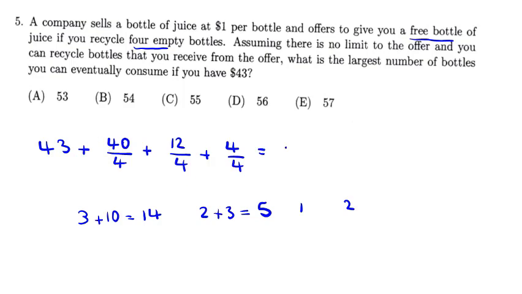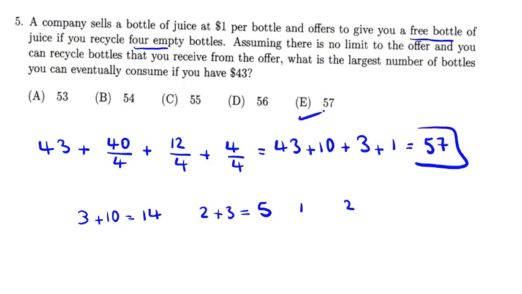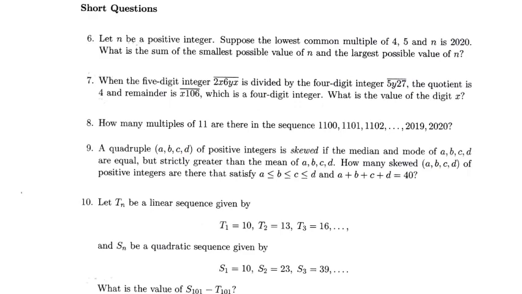So it will be what? It will be 43 plus 10 plus 3 plus 1, and it is equal to 43 plus 10, 53, 56, 57. So the answer is E. SMO 2020 Junior Section First Round Short Questions.